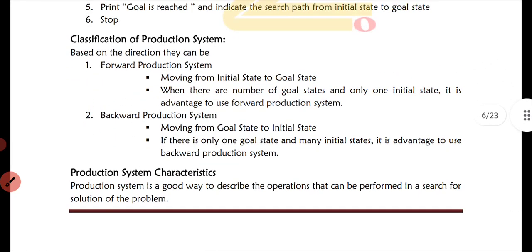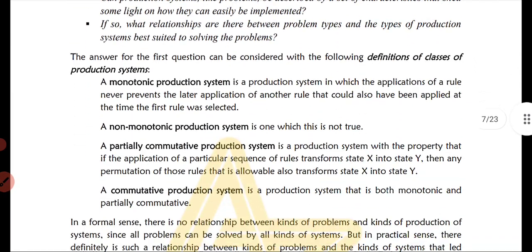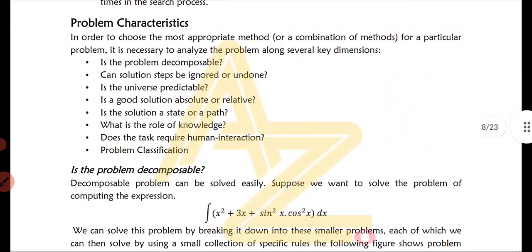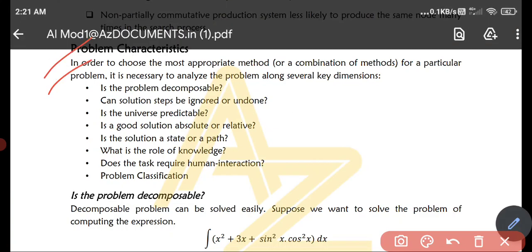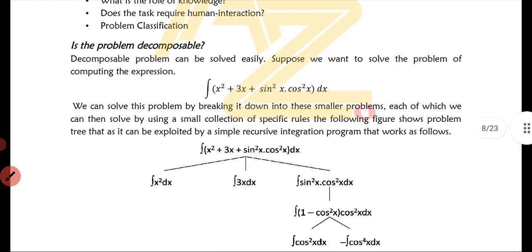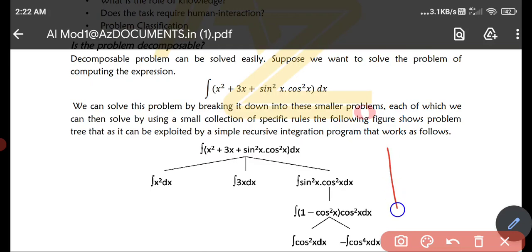There are different types of production systems, which is not much important. And moving on to the next one, problem characteristics. This is very important. Here we will define whether the problem is decomposable or not, whether steps can be ignored or not, whether the solution is absolute or relative, whether the solution is a state or a path, which kind of problem it is, and what the role of knowledge is. Like that, we have to analyze the problem. Okay, so the first one is decomposable or not. For example, I have one square.